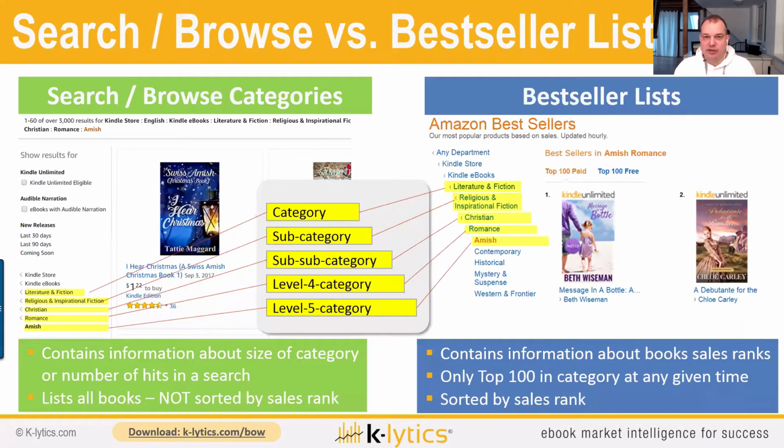It lists all the books, but be very careful there. They are not sorted by sales rank. There is also recency going into the algorithm. There's reviews. Even if you're logged in, it can distort the picture of what is being shown to you, right? So that is very important. Here you get the whole market, but it's not in order of sales rank.